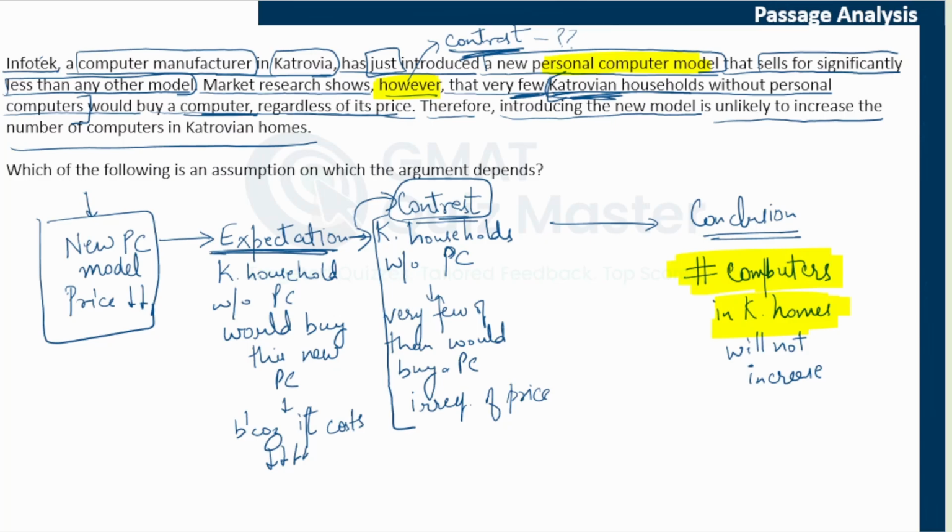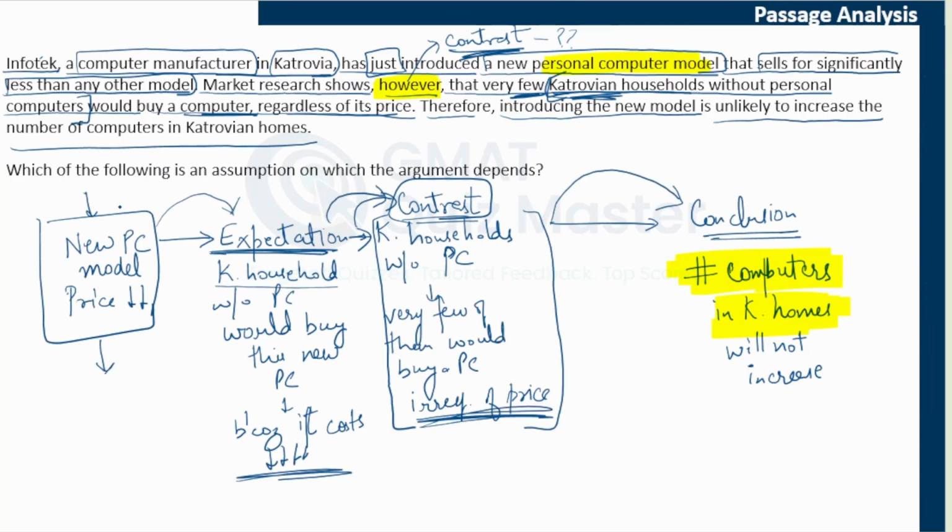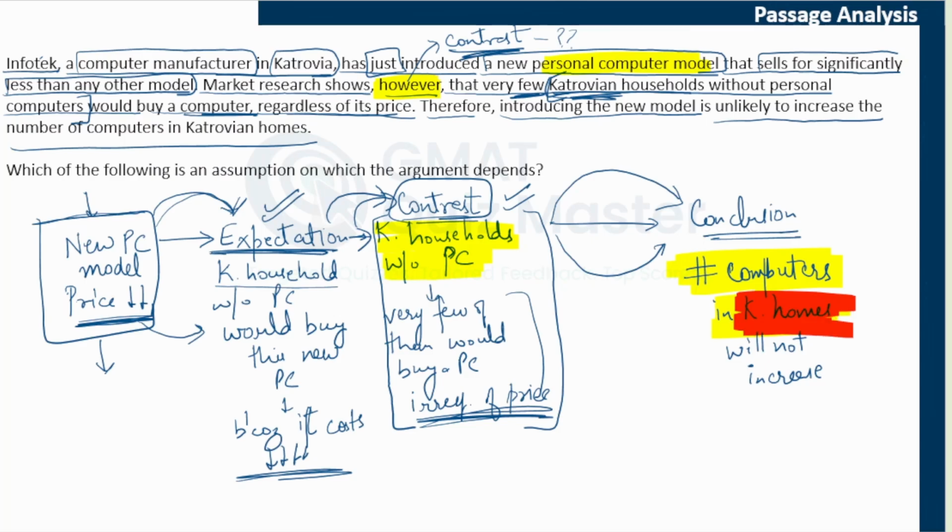Now, while understanding the passage, we understood the logic. So, where is the logical gap? When this model was launched, the expectation that was made seems logical: if there are homes that do not already have a PC, maybe they are not buying it for price reasons. So a computer which costs significantly less than the others should be an attraction, and these households may get motivated to buy that PC. So this expectation was logical. The contrast is a fact: we know that Ketrovian households without a PC are not likely to buy this new PC. Now, when we jump from this contrast to the conclusion, the information in the contrast was about Ketrovian homes without a PC, and the conclusion is about all Ketrovian homes, the number of computers in all Ketrovian homes.